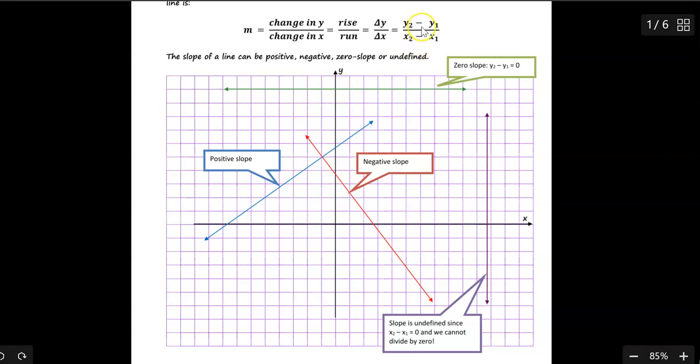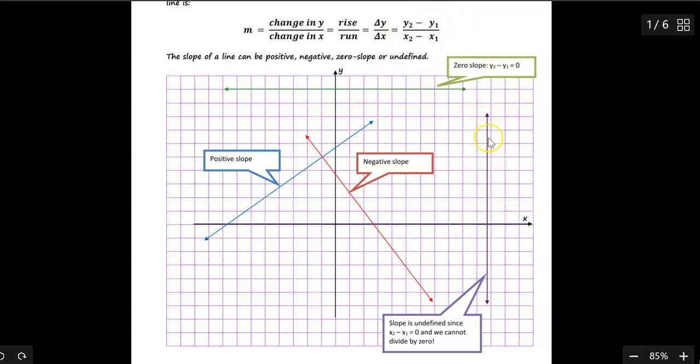If you take y2 minus y1, it is equal to 0, and x2 minus x1 is a number. Then you take 0 and divide it by that number. In this case, you do have a 0. So 0 divided by a number is equal to 0. So the actual value of the slope will be 0.